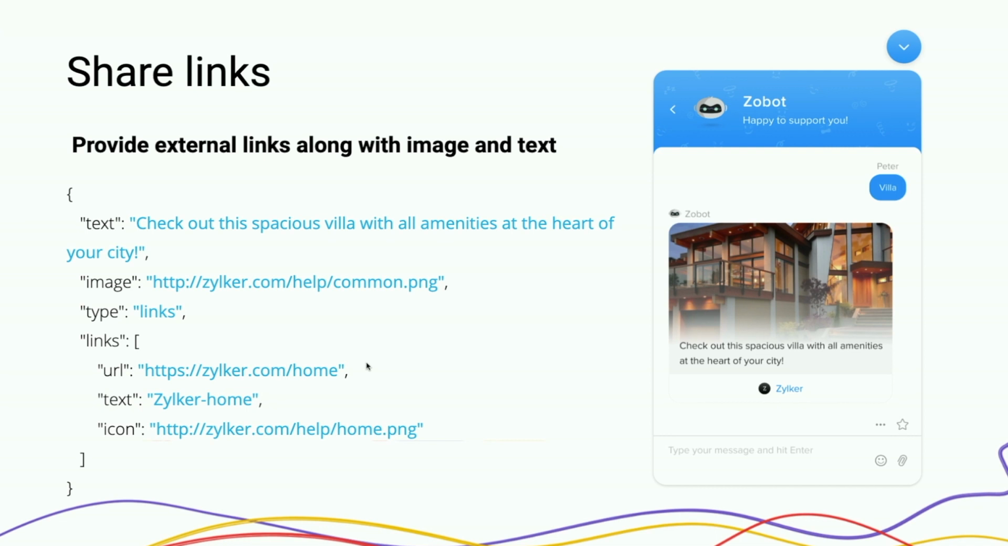And in the code, it's pretty straightforward. We have our text, what image we want to send, the links we want to have it go to. That way, no matter what I click in that window, it'll take me to that specific link in the chat.